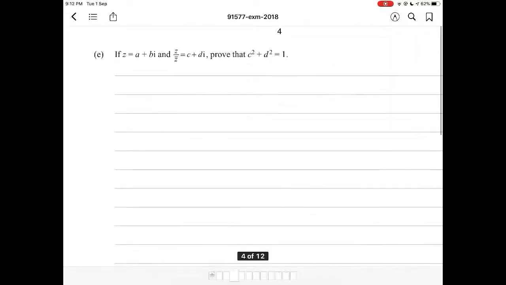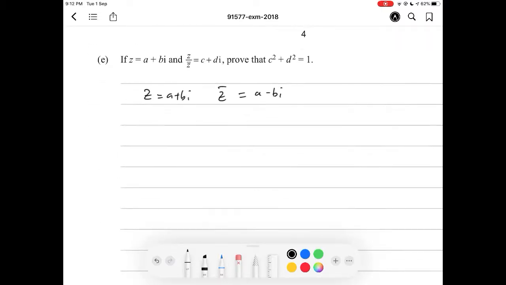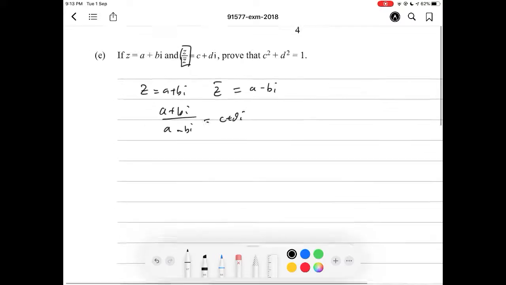Question E. If z equals a plus bi and z over the conjugate of z equals c plus di, prove that c squared plus d squared equals 1. Okay, so z equals a plus bi. So therefore, the conjugate of z must be equal to a minus bi, okay? So therefore, we know that a plus bi over a minus bi equals c plus di. But we won't worry about the c plus di for now.